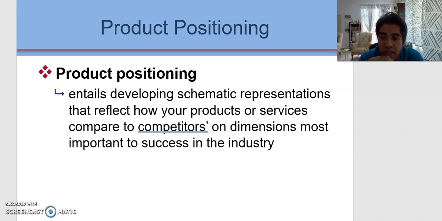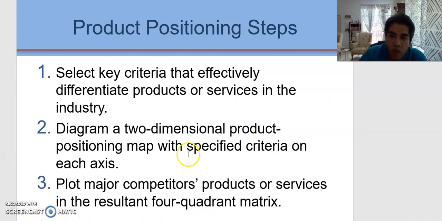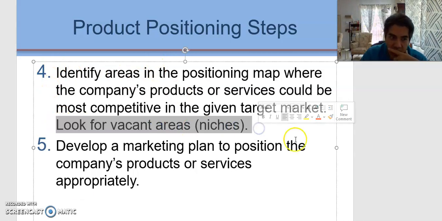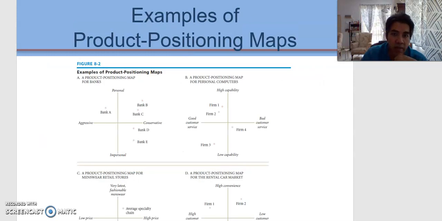So the dimension is different from one industry to another, and the most important thing about product positioning is that we want to put our product not in the same category as the competitors. These are the steps that you can read through on how to come up with a product positioning. Most importantly, we want to look for a vacant niche. Let us go for an example that would be easier for me to explain.